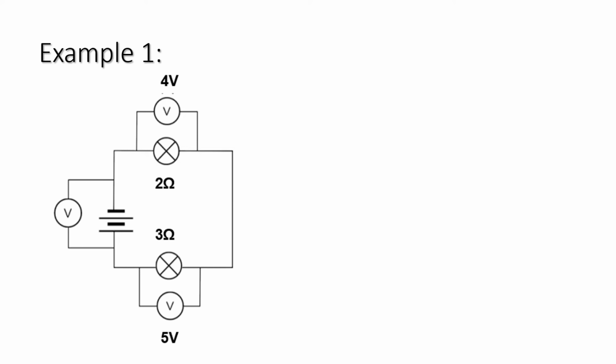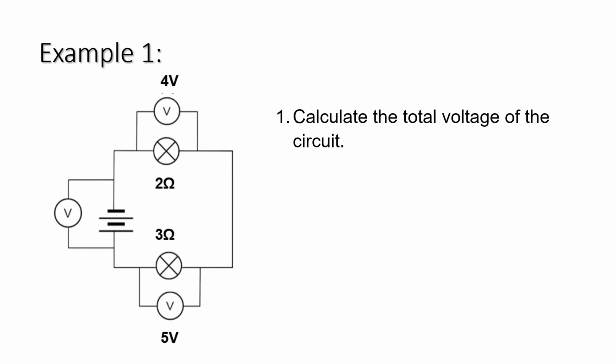Now let's have a look at how we will ask the questions based on a series circuit. Our first question is, calculate the total voltage of the circuit. What we mean by the total voltage is the total amount of voltage or power that is supplied to the circuit. We start off our answer by writing out what our formula is to see what is needed.